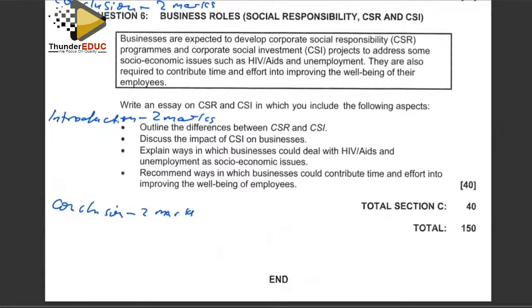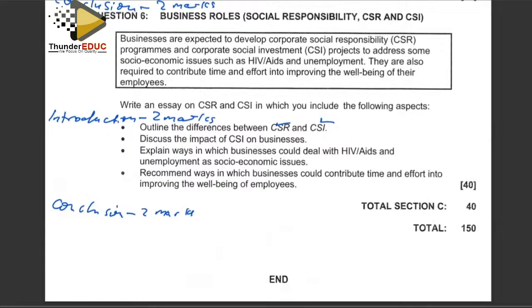Okay, right. So now, grade 12, let's check our corporate social responsibility and corporate social investment difference. So now, when we talk of corporate social responsibility, this is the way a business conducts its operation ethically and morally regarding the use of human, physical, and financial resources. I'll come again. So we're saying that corporate social responsibility is nothing but the way a business conducts its operation ethically and morally regarding the use of human, physical, and financial resources.